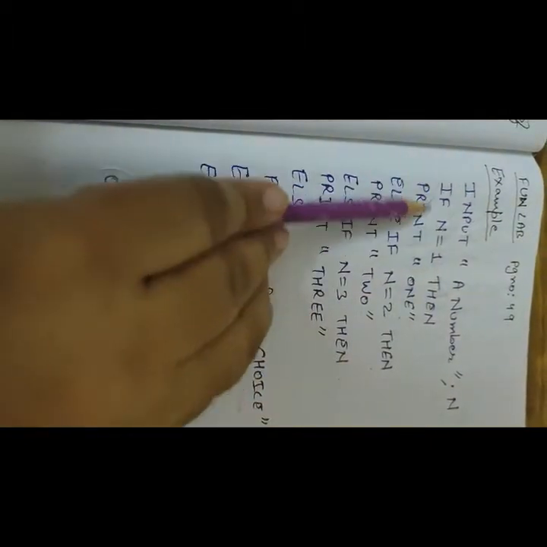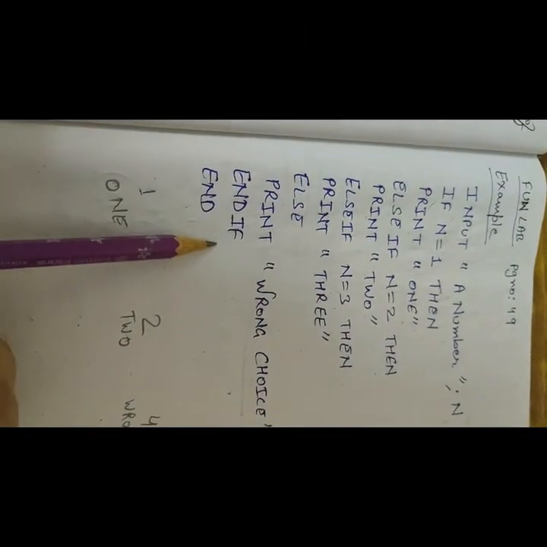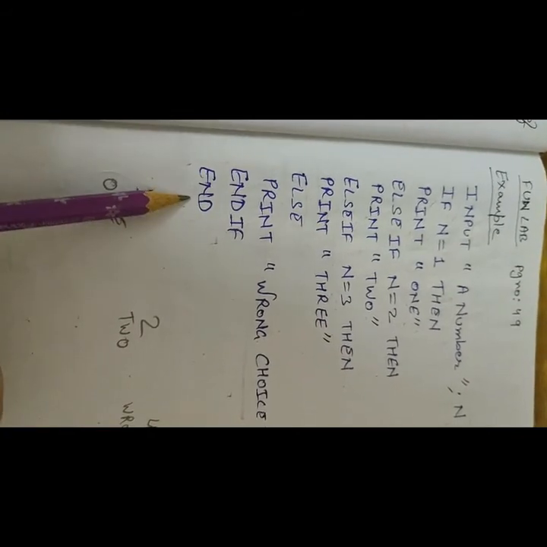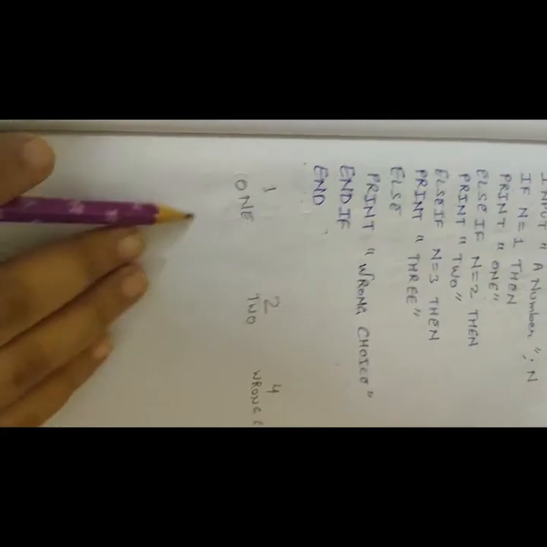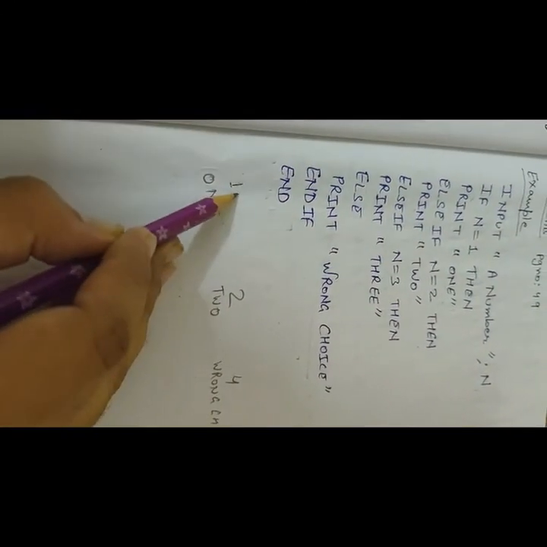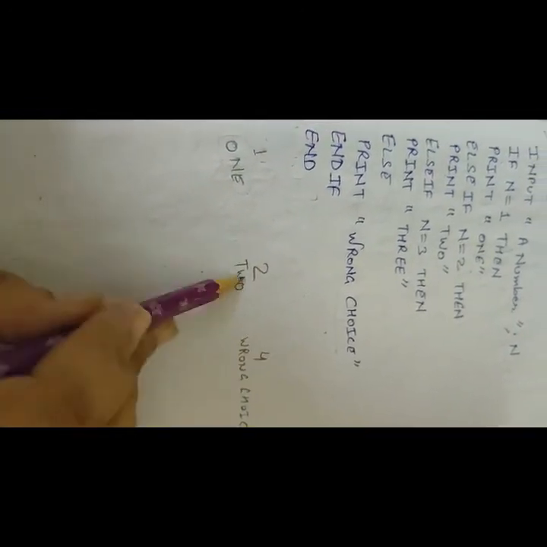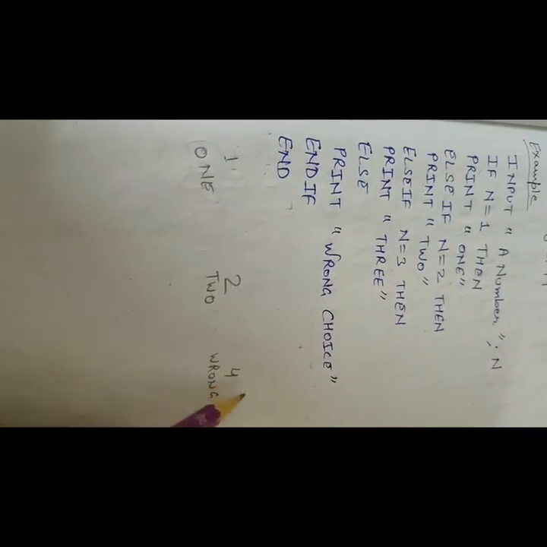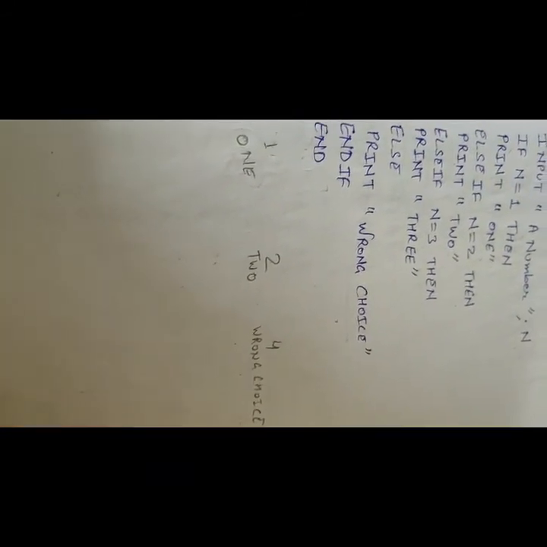And END IF, because if we are using an IF block, then we have to close it. END is the program. So here are some specified results. If you typed 1, then it will print 1. If you typed 2, then it will print 2. If you typed 4 or 0, something else, it will print wrong choice.